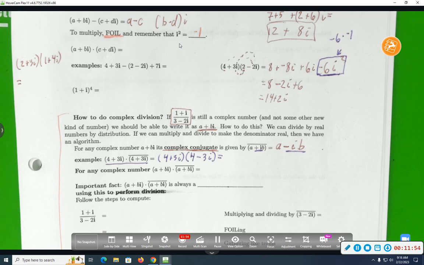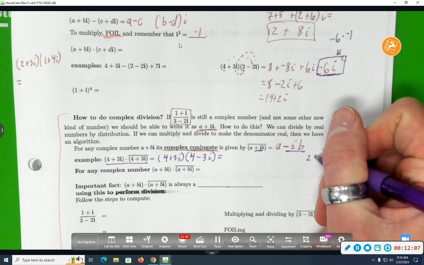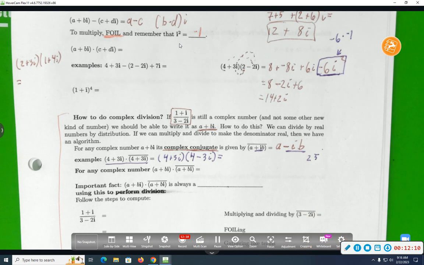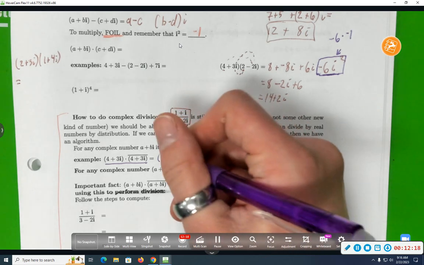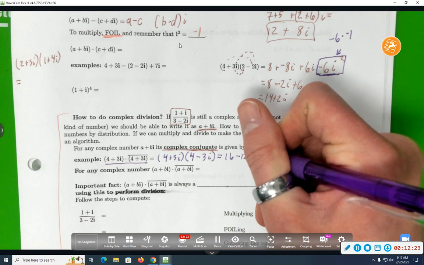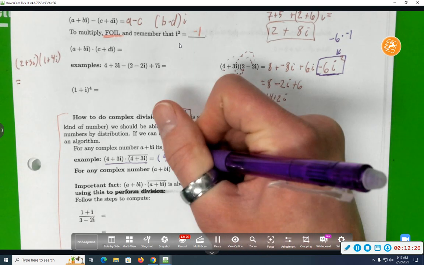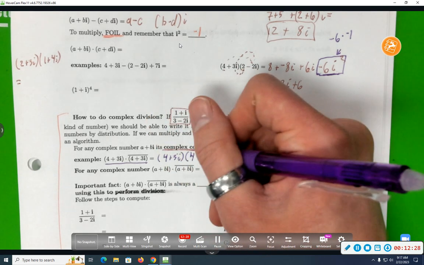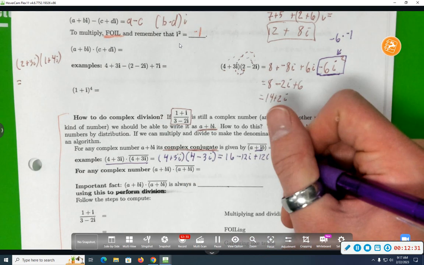Cool. Folks feel confident in an answer? What are you getting? Yeah? 25. I hear 25. Folks agree? Nice. So, because the computation is somehow good to motivate, I'm going to fill in the steps. So, how did you do that? You distributed, right? You FOILed it out. 4 times 4 is 16. Outside, minus 12i, plus 12i for the 3 times 4. 3 times minus 3 is minus 9. i squared, so it becomes plus 9.